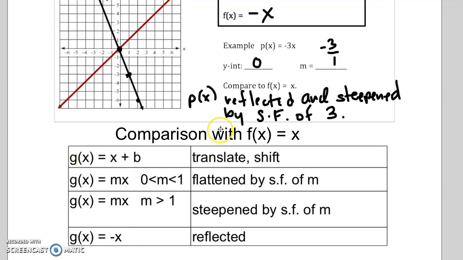So again, the translate and shift graphs are the ones where we add or subtract a b value. The flatten graphs are flattened by a scale factor of whatever the slope is, and that's when the slope is greater than or equal to 0, but less than 1. And then our steepened graphs are the ones that have a slope greater than 1, and our reflect graphs, the reason we know they reflected is when we have a negative slope. So this ends our topics for today, and good luck on the homework.